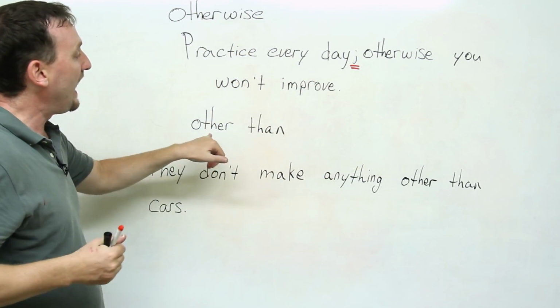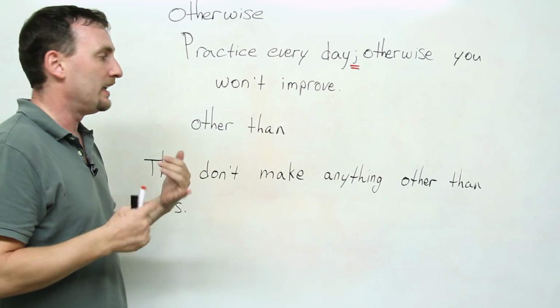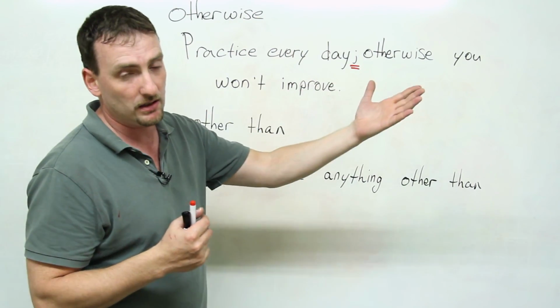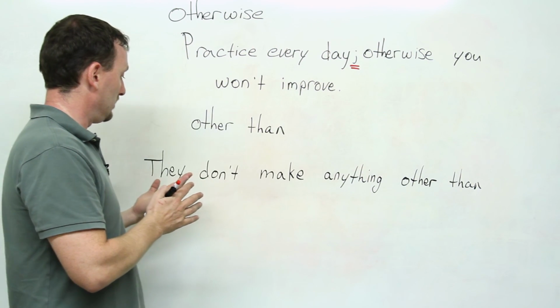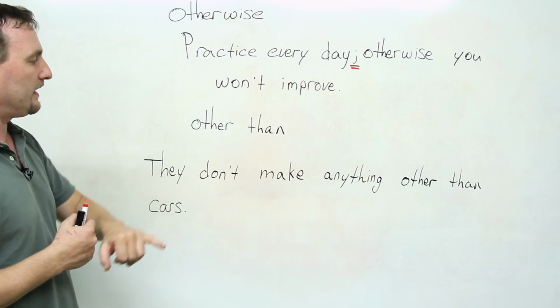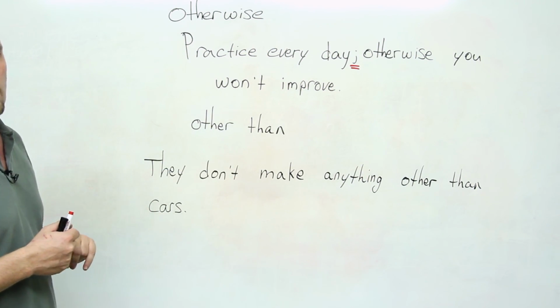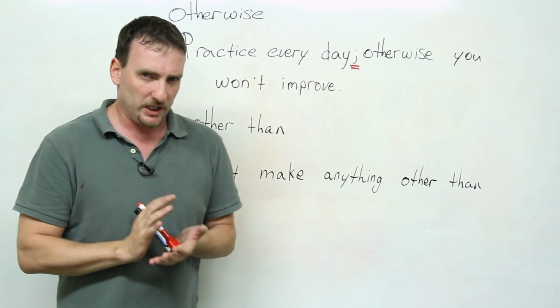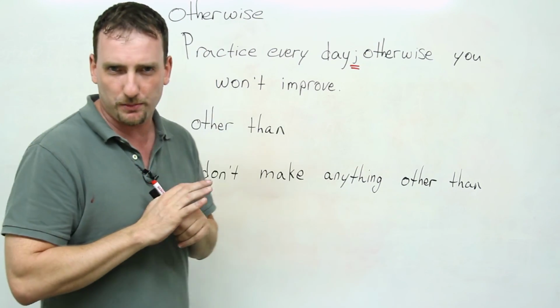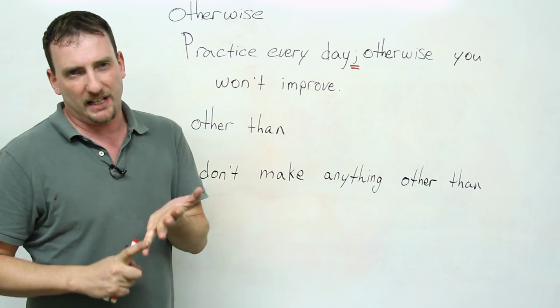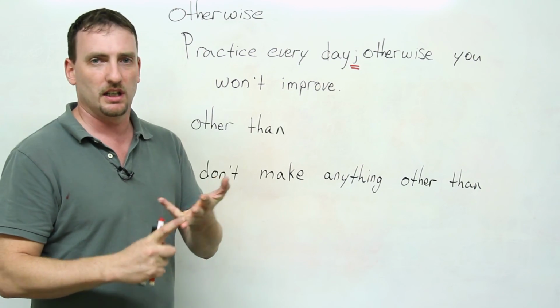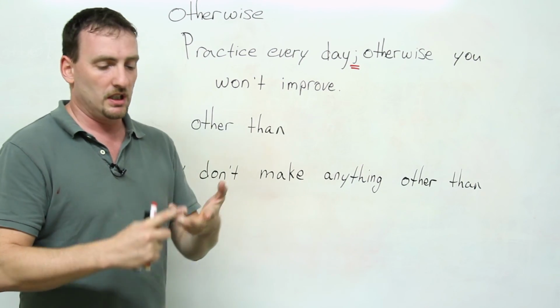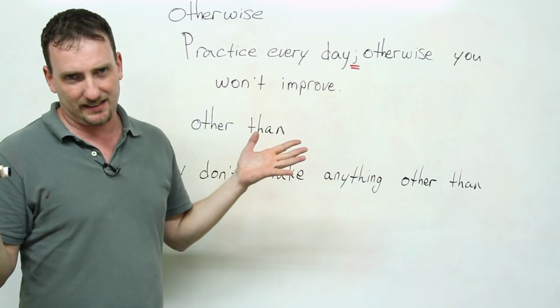Bonus. Other than. Other than can mean more than or not including. So, they don't make anything other than cars. Okay? So let's say, for example, Mitsubishi Motors. I think everybody knows Mitsubishi Motors. Mitsubishi makes cars. They make trucks. They make computers. They make printers. They make all kinds of stuff.